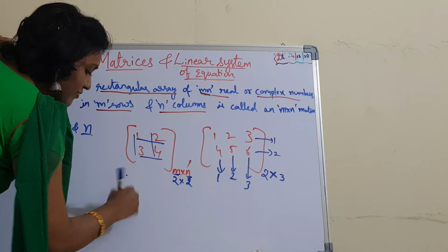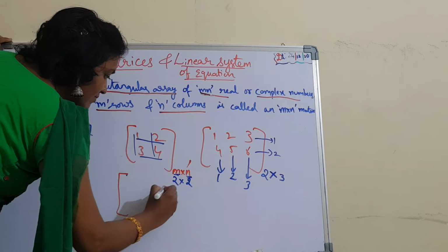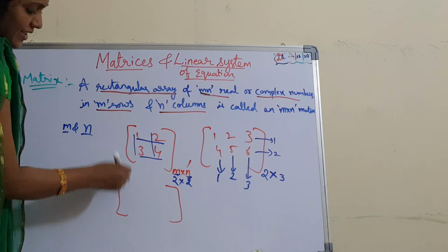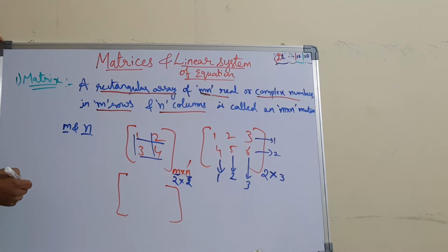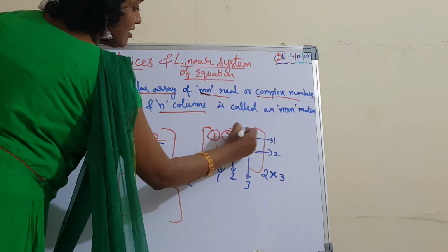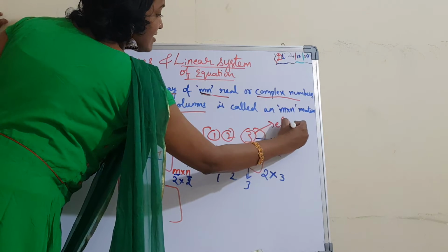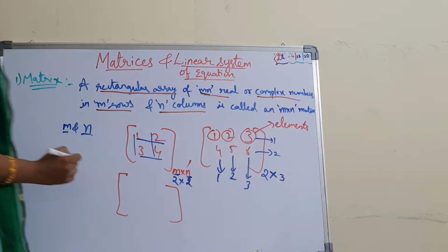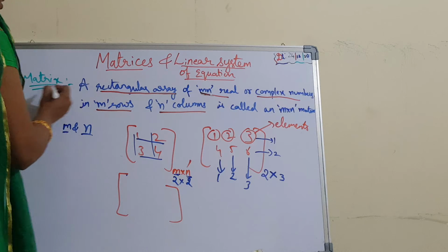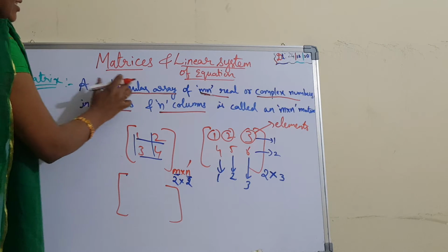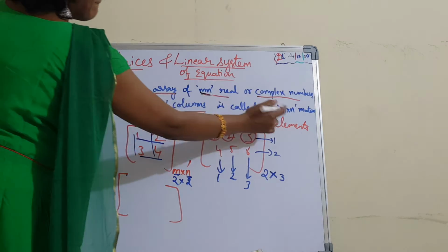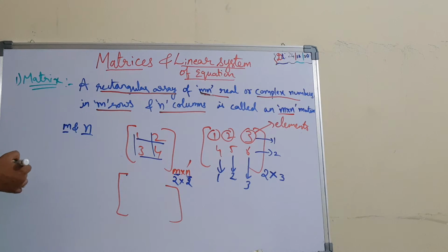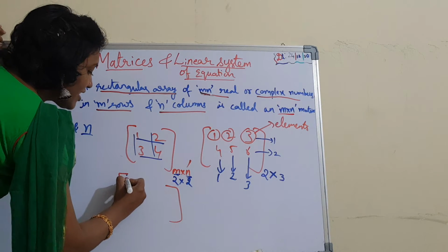Here 1, 2, 3, 4, 5, 6 are there, no? Those are called elements. This is the matrix definition: a rectangular array of m n real or complex numbers, m rows and n columns, is called an m by n matrix. Here how can we denote it?